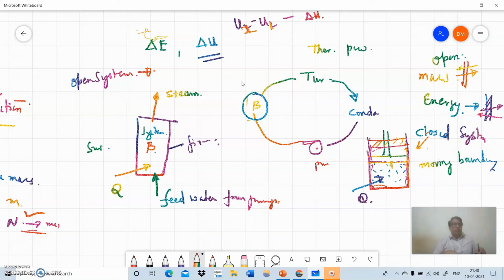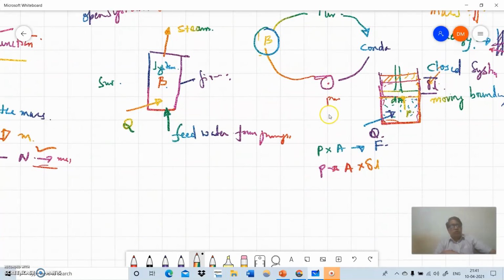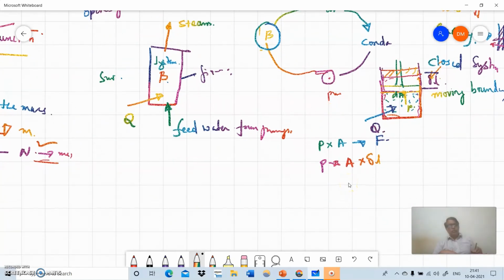So if P is the pressure inside this, and dA is the area, what will you get? Pressure into area gives you a force, right? Force into the distance, if I take delta L as the change in the distance. So P into A into delta L, what will you get? This is pressure into volume. A into delta L is volume, right? So that is PV. This is called flow work.